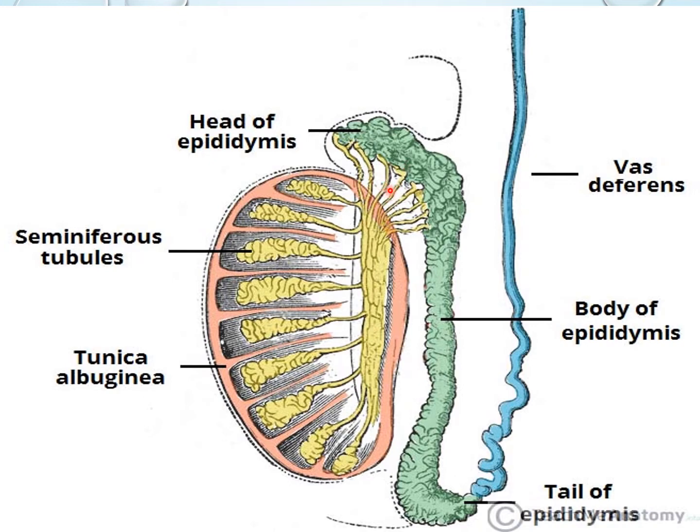So this acts as the connection between the head of epididymis, and the middle portion is the body of epididymis. It is a single coiled tubule. Then the last portion comes the tail of epididymis, and from the tail the muscular duct called vas deferens starts.